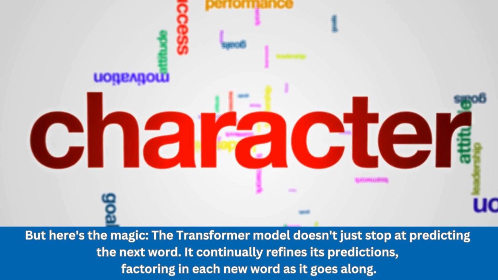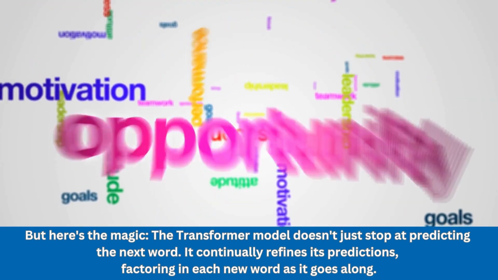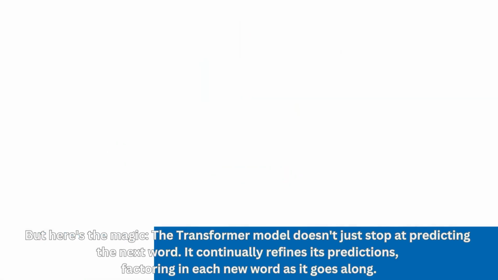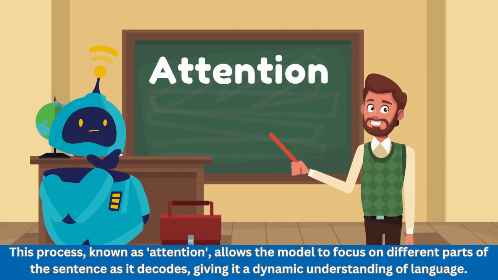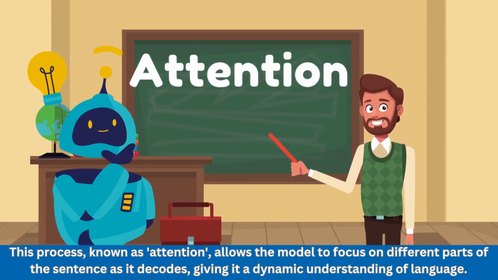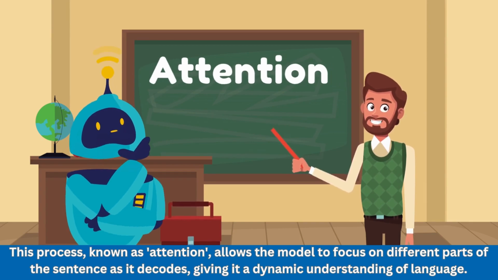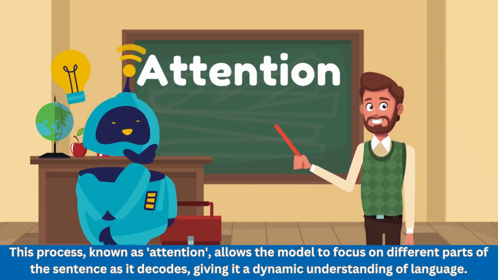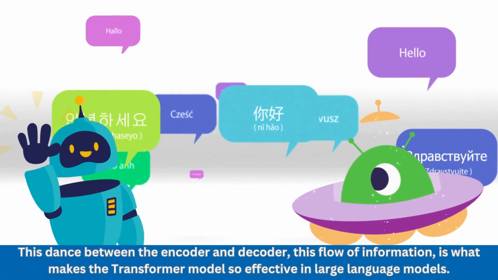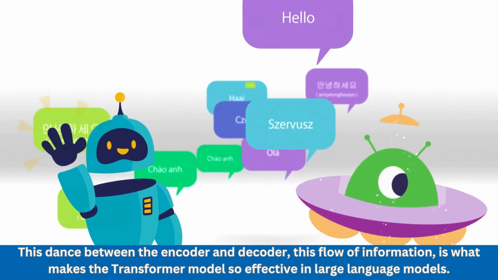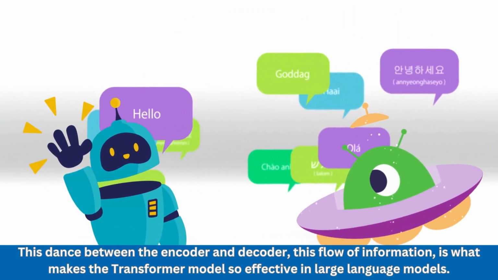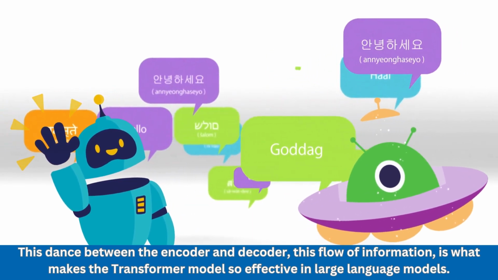But here's the magic: the transformer model doesn't just stop at predicting the next word. It continually refines its predictions, factoring in each new word as it goes along. This process, known as attention, allows the model to focus on different parts of the sentence as it decodes, giving it a dynamic understanding of language. This dance between the encoder and decoder, this flow of information, is what makes the transformer model so effective in large language models.